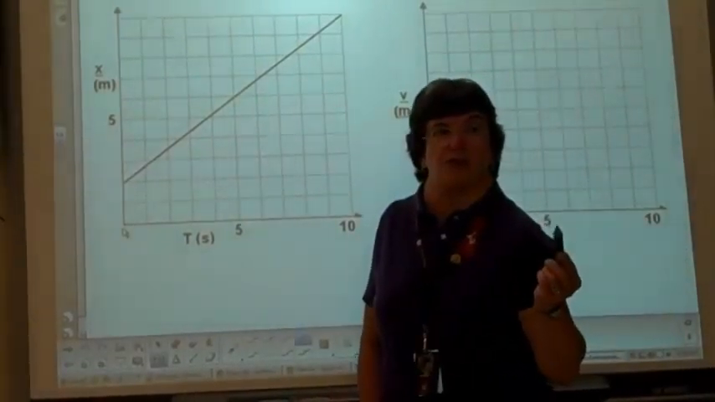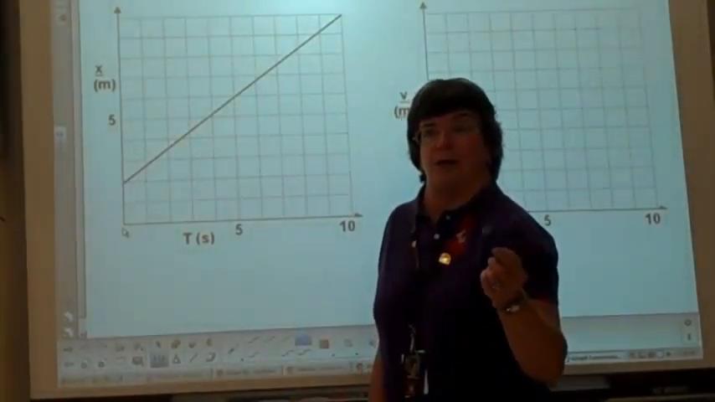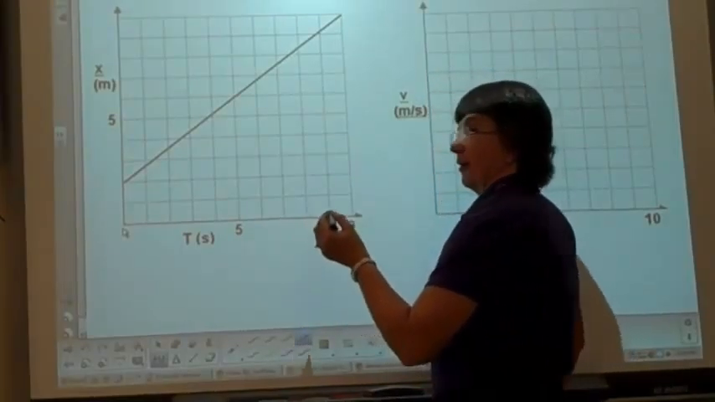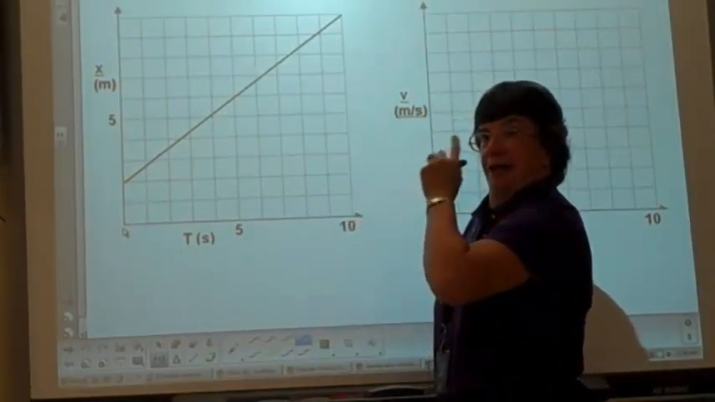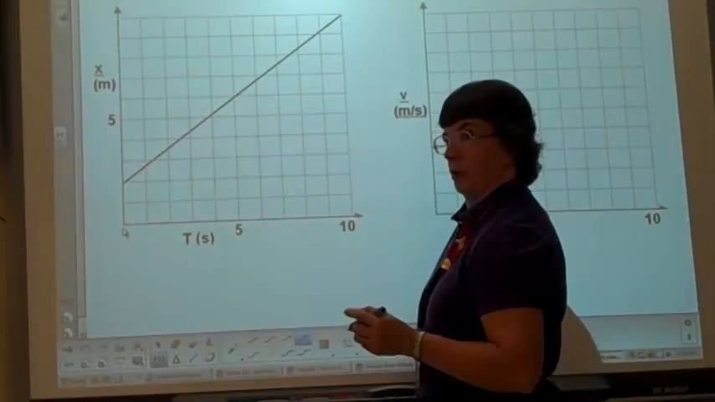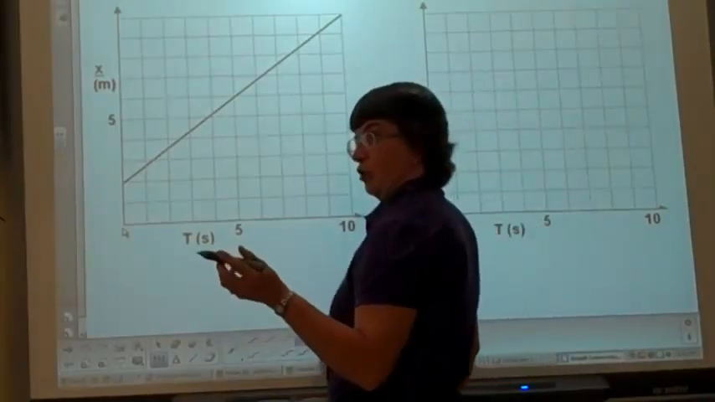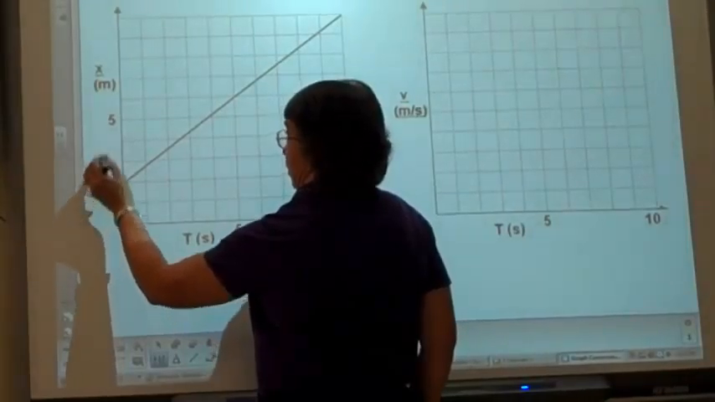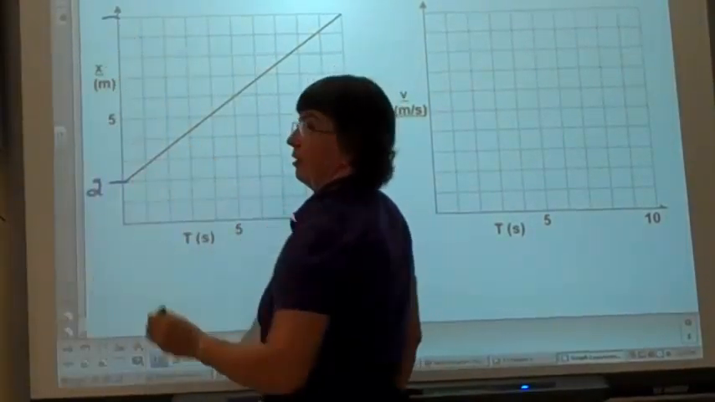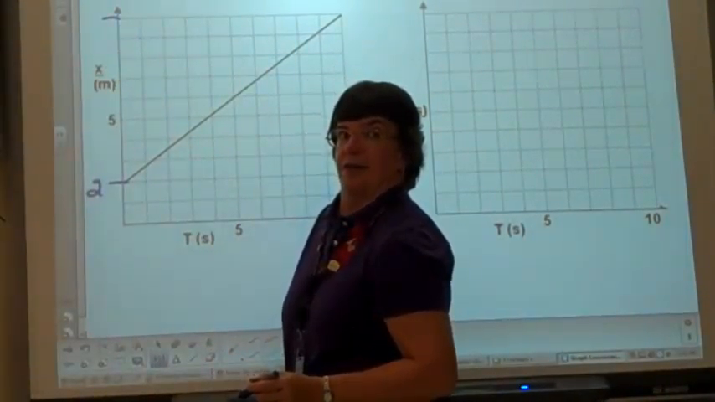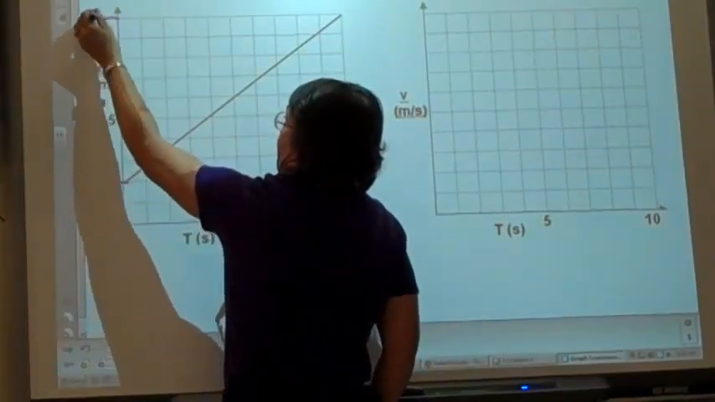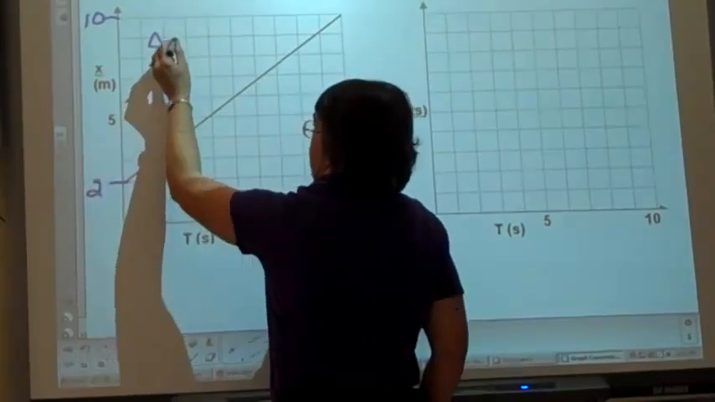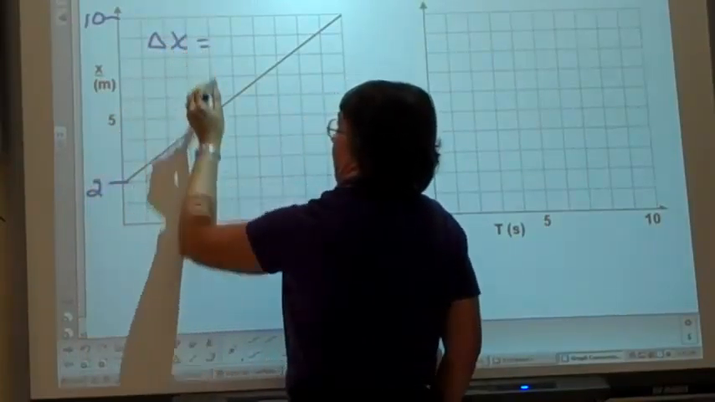So, definition of slope. Help me out, Stephanie. How do I find the slope of a line? Okay, rise over run. So what about the rise and the run? I start at 2. Where does it stop up here? 10. So what's my change in position, my rise? 8.